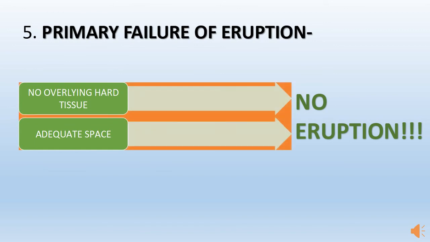Okay, now this is quite interesting. It's called PFE, that is primary failure of eruption. Now in this, what's seen is there's no space problem. That means the tooth has got adequate space for eruption, and there's no barrier problem also. That means there's no kind of hard tissue or soft tissue barrier in the path of eruption of the tooth. Even then the tooth doesn't erupt.